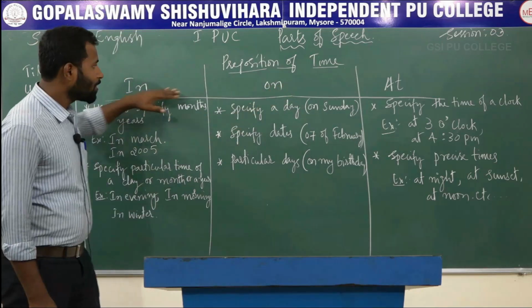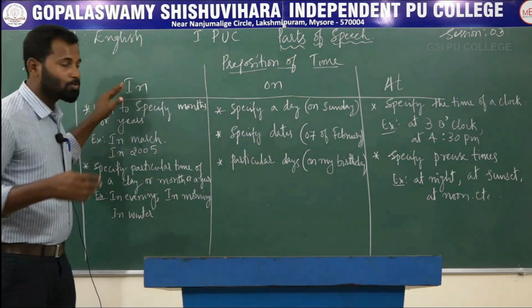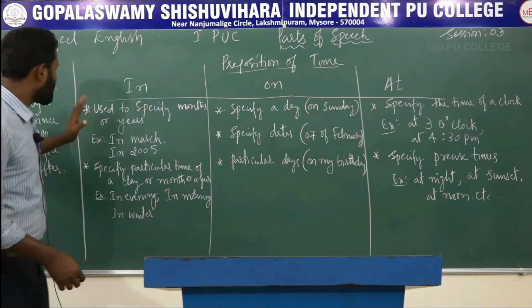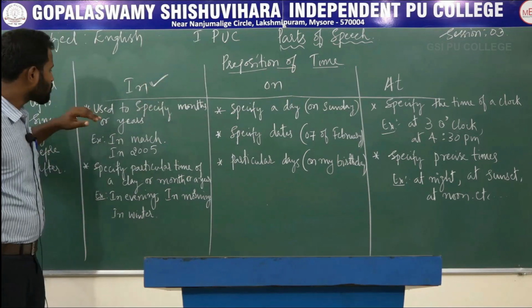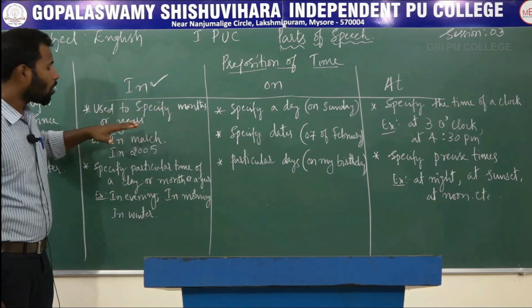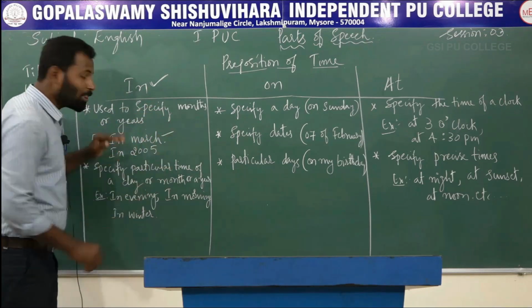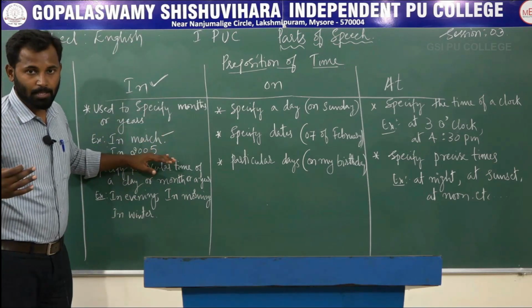They are in, on and at. So where are we supposed to use these three prepositions, in, on and at? Here you can see the first word, in. The preposition in is used to specify months or a year. For example, like I have written here, in March, we say in 2005, in 2010, like that.